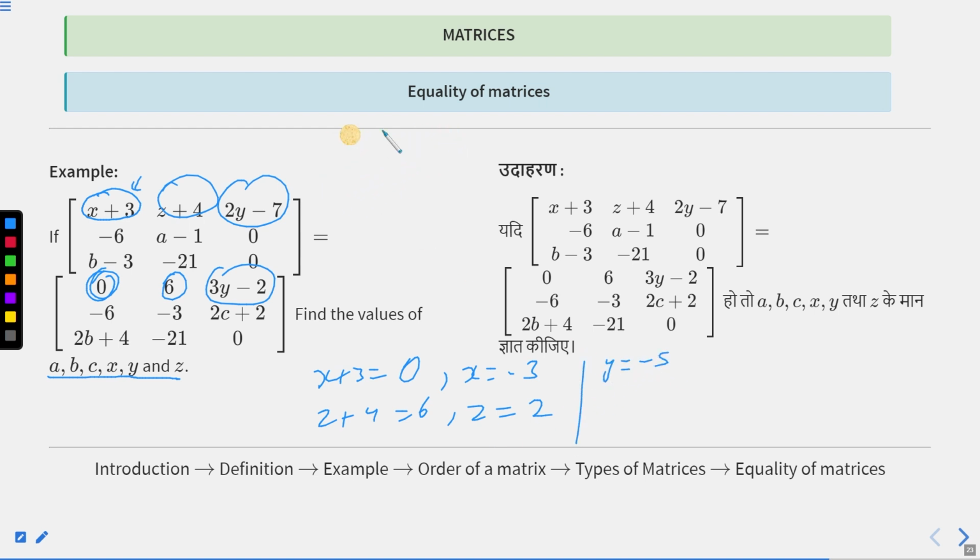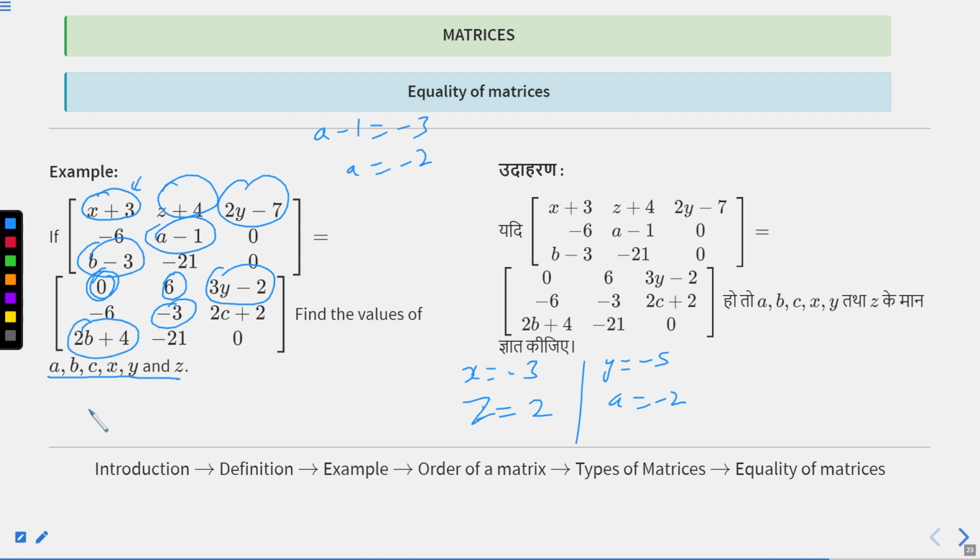Okay, so far so good. Now it is easy to find the rest. A minus 1 will be the same as minus 3, so A will be minus 2. This entry will be the same as this position entry. So B minus 3 will be the same as 2B plus 4. This means that minus 7 will be the same as B. So B is equal to minus 7.